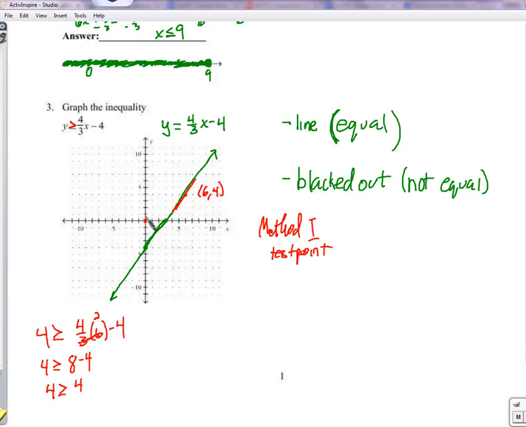And if it works, then I must have just happened to have picked a point from the blacked out half, and I'll know that is the half that's supposed to be blacked out by points. And if it doesn't work, I'll know the other half needs to be blacked out by all those points. So here we go, trying out 0, 0. 0 is greater than or equal to 4/3 times 0, because that's what we're choosing to use for our point, right? 0, 0. And minus 4. So is 0 greater than or equal to, this is 0, and all that's left is negative 4. Is 0 greater than or equal to negative 4? It is. It's greater than negative 4.